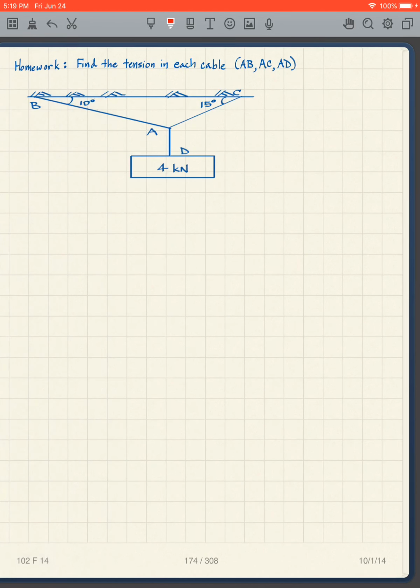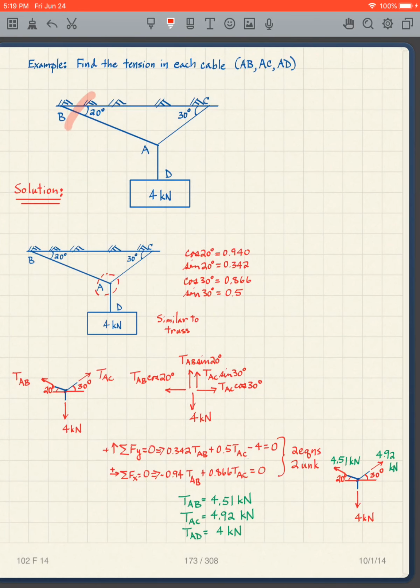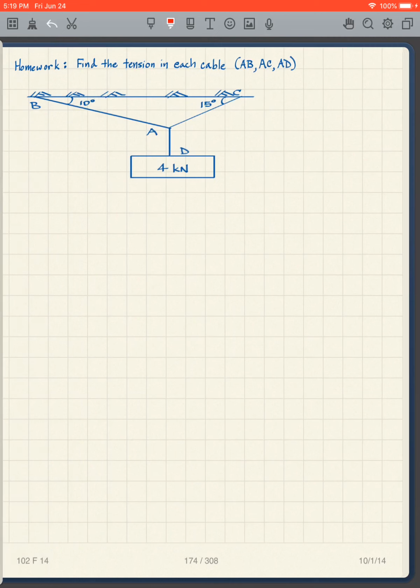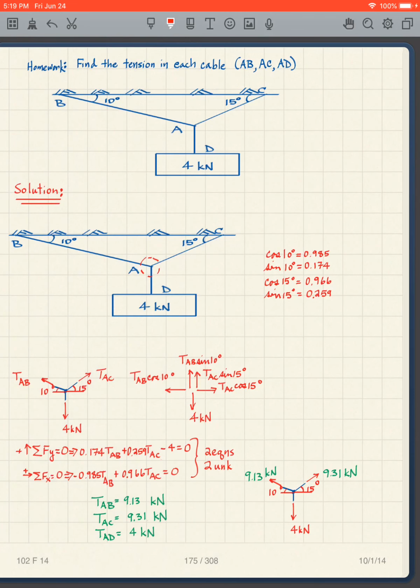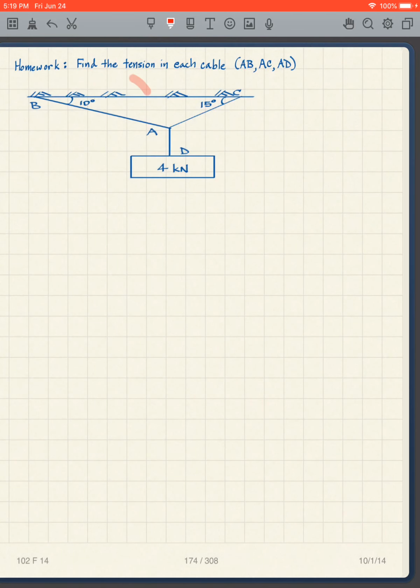Let's do the same problem, but let's shrink the angles a little bit. Let's make it 10 and 15 degrees instead of, what was it before? It was 20 and 30, so I've cut those angles in half. Okay, so why don't you work that problem? This is homework. Pause the video, work this one.